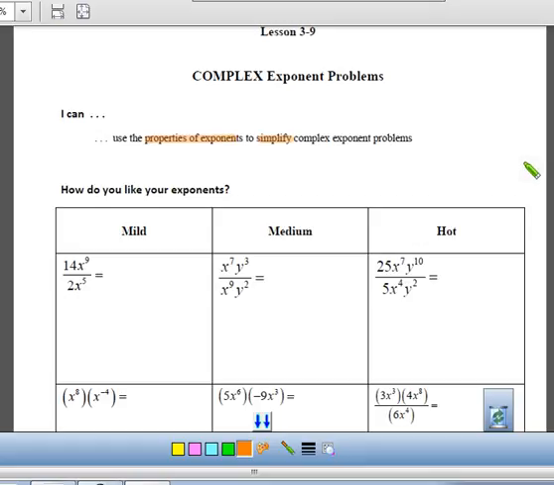Now, I bet many of you, when you hear that word complex, think, oh, that means it's hard. It's not hard. It might be challenging, but like with anything, when you practice these, you get better at them. So that's what we're going to do.